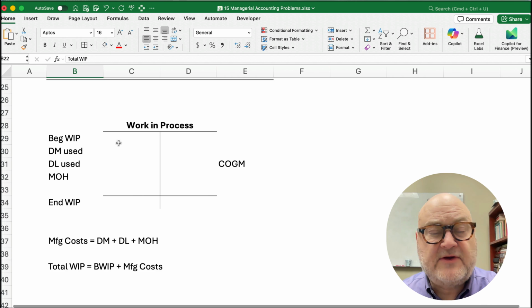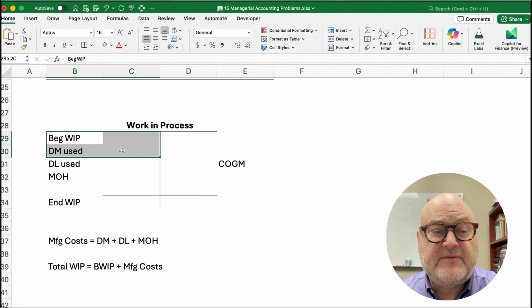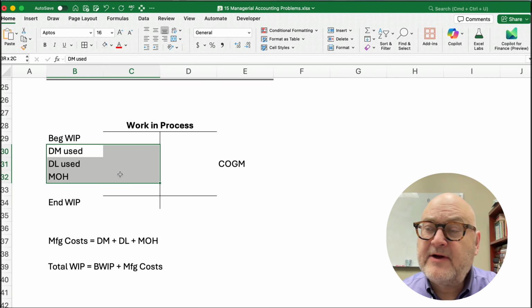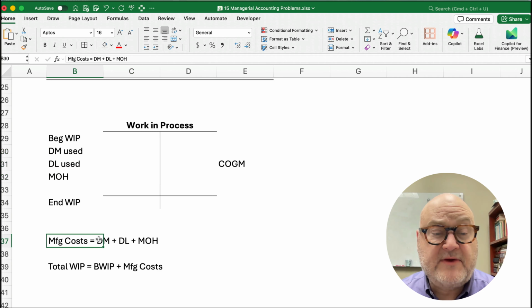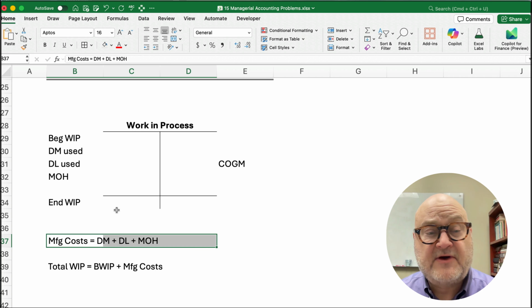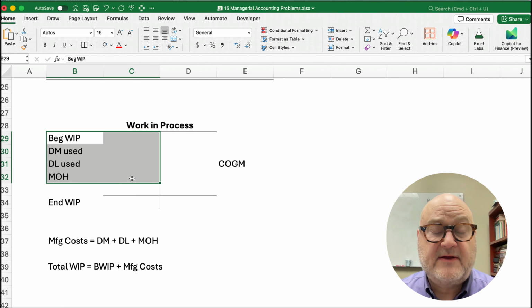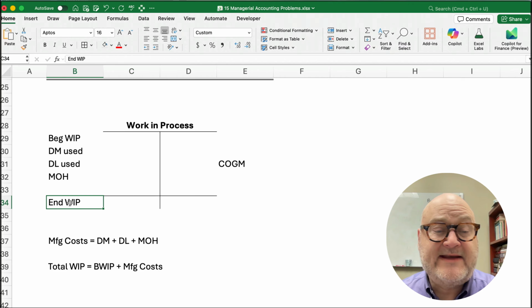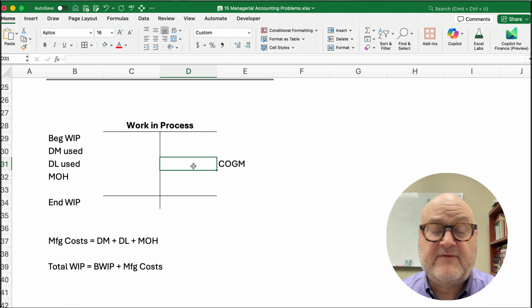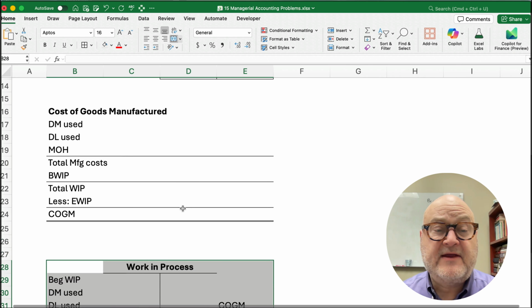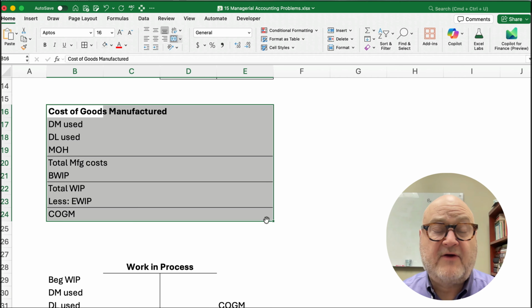Another way to think about it is you can use a T account. You can have beginning plus materials, labor, and overhead. Now the first three, materials, labor, and overhead, are the manufacturing cost or the product cost. So this would be the total. Manufacturing cost would be materials, labor, and overhead. And then if we add the beginning, these four debits would be the total work in process. We subtract out what we didn't finish, the ending work in process, and that will give us cost of goods manufactured. So you can do it the T account way, or you can do this, which is really the schedule of cost of goods manufactured.